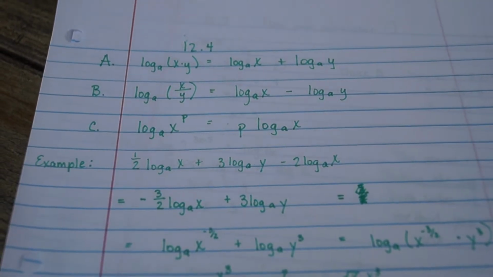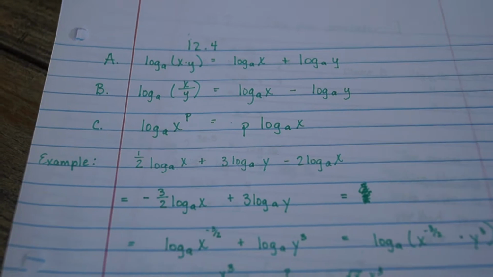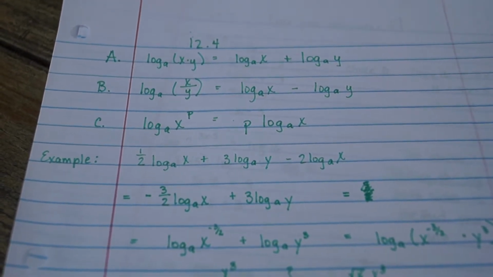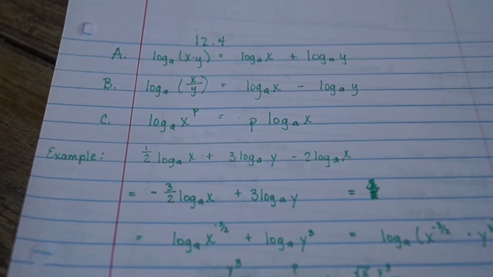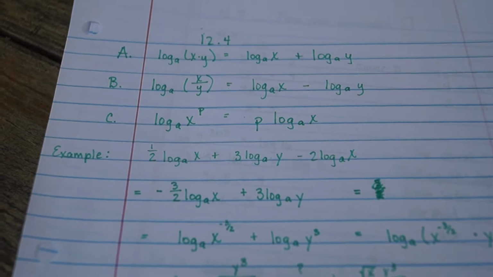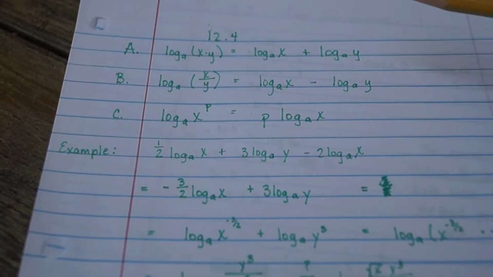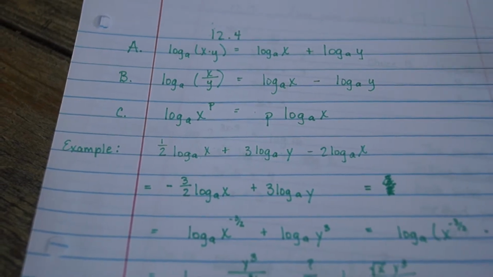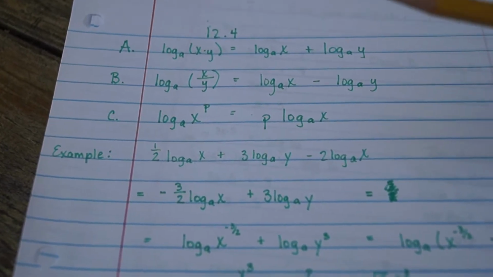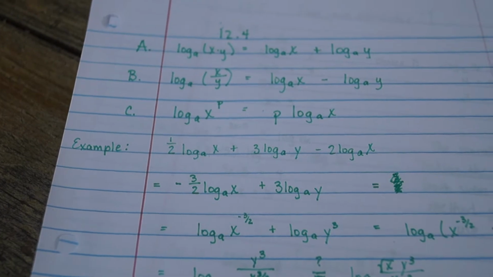So, section 12.4, we're talking more about logarithms. Basically, there are 3 different rules, and we learn how to use those rules. The good news is they're not that hard to understand because a log is an inverse of an exponent. Because logs and exponents are inverses, they follow a lot of the same rules.